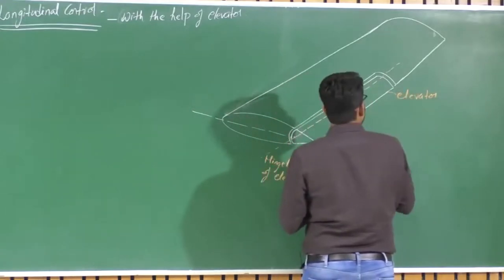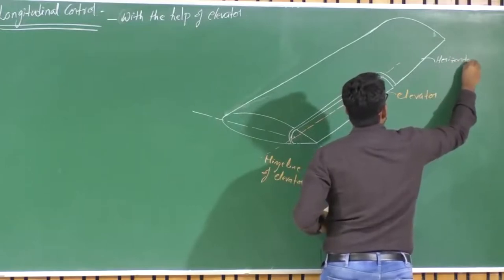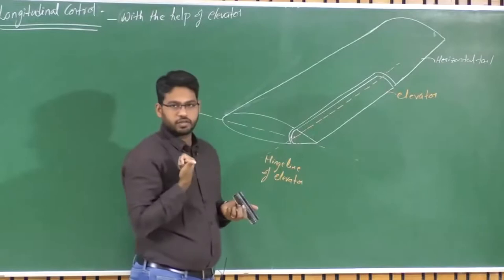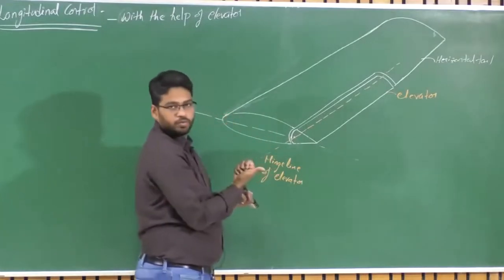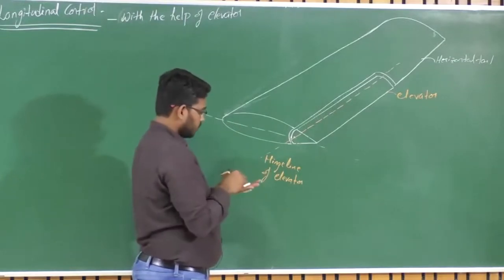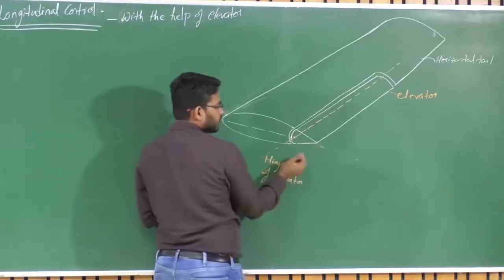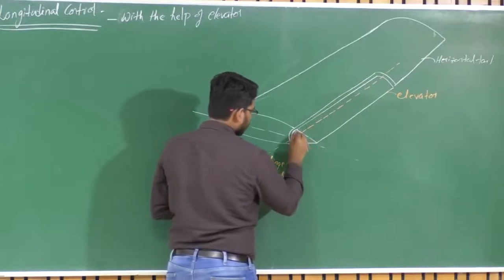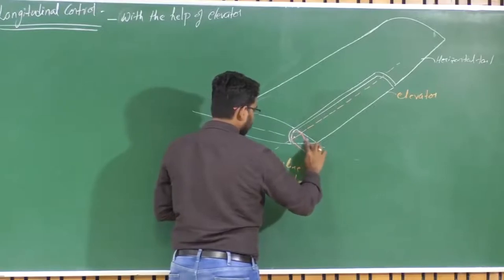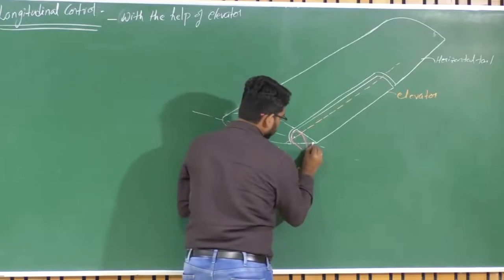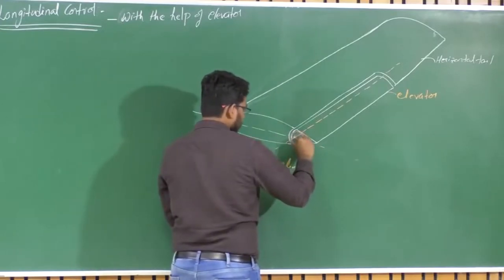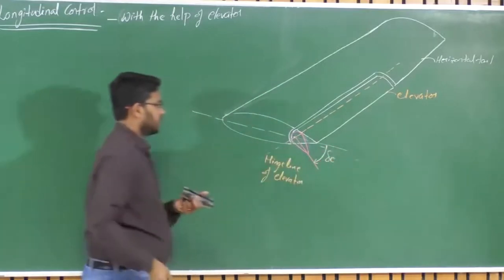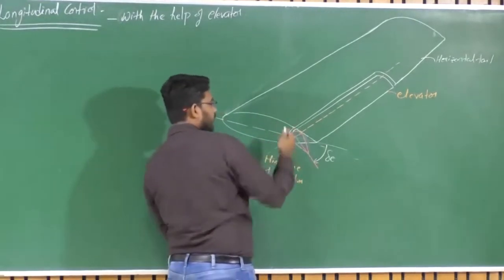Okay. So this is the horizontal tail. And as we discussed earlier, stretch your thumb along the positive axis of this hinge line, and the corresponding curl of your fingers will give you the positive rotation of the elevator. Okay. So positive rotation of the elevator is when the trailing edge of the elevator deflects downward. So this particular angle is delta E, the elevator deflection. Okay. So this is positive. When you deflect the elevator up, that is negative deflection.